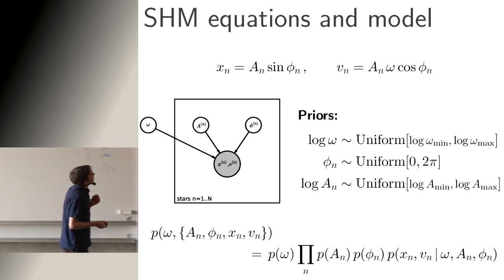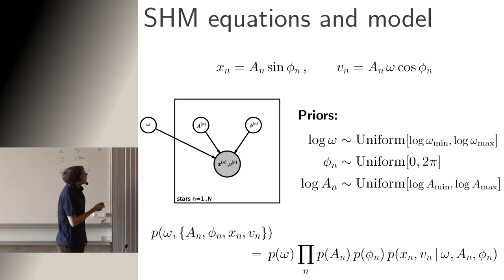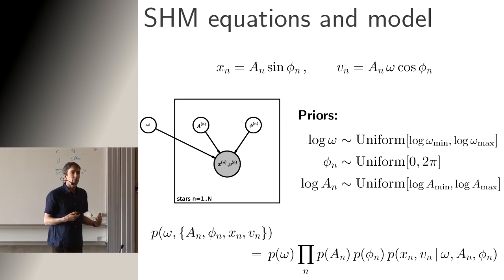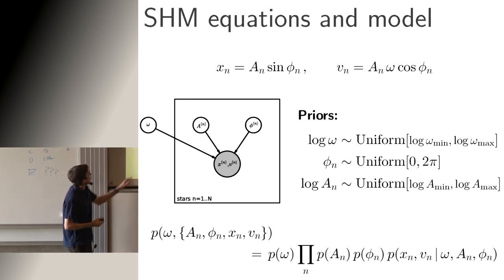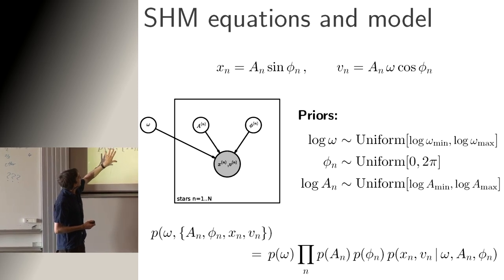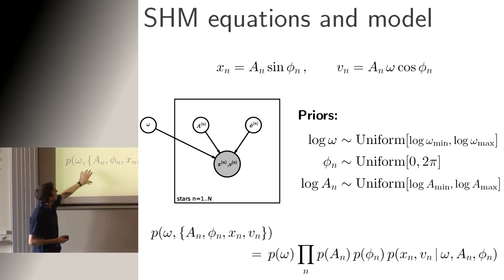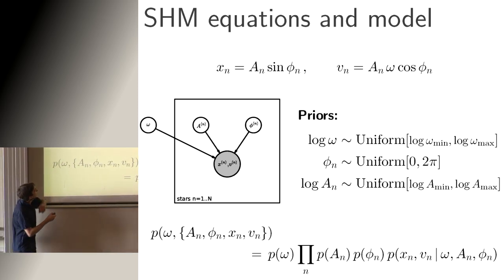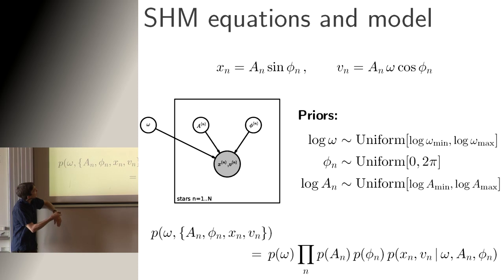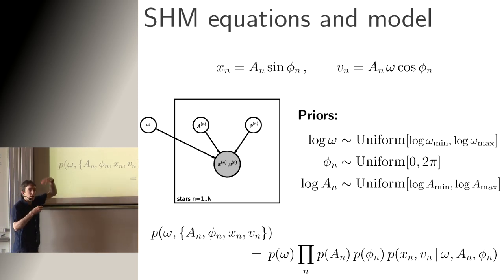Okay. Now, this diagram tells you what the form of the probability of everything is, and the probability of everything is what we're aiming for. So the joint probability over the frequency that they're all oscillating with, and all the amplitudes, phases, positions, and velocities. And the rule for decomposing or writing down this probability, given this diagram, is to first write down distributions over all of the parents in the graph, the root nodes that don't have any parents.